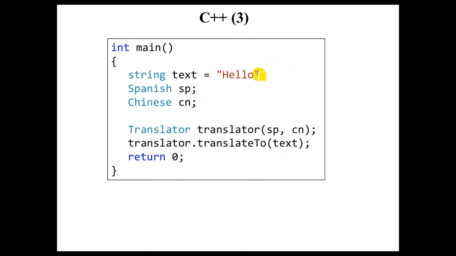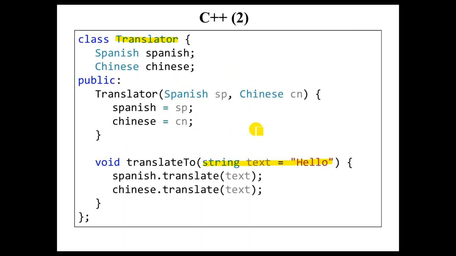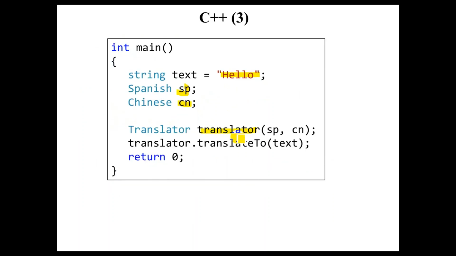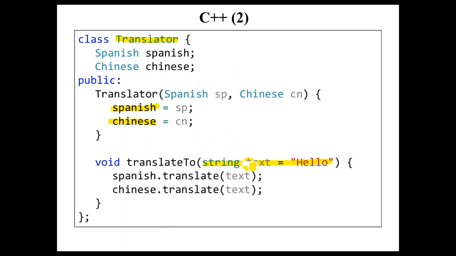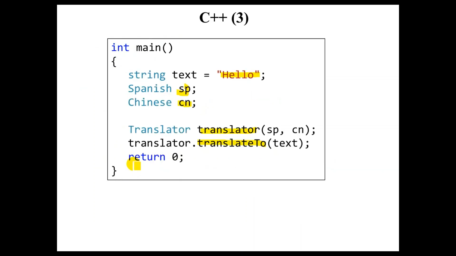This is the default text. If you want, you can change it. Now this is the object for the Spanish class, this is the object for the Chinese class, and this is the constructor that is going to initialize the Spanish object and the Chinese object. Now you are calling the translate to method in the translator class. That means this method. I am talking too much, so you can look at this one. Okay, this is very simple.